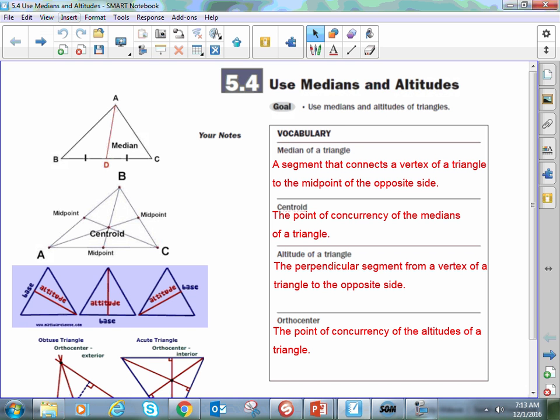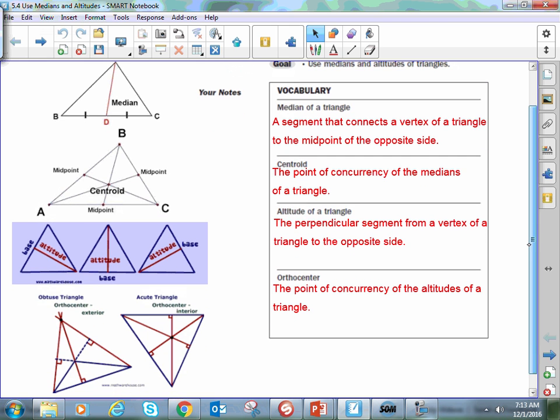Now, if you haven't already done so, you might want to pause this and head over and watch the video that I made demonstrating the points of concurrency for medians and altitudes. Particularly for the medians, because they have some very specific math attributes that we'll be using. Anyway, let's go ahead and move on for what we're looking at today.